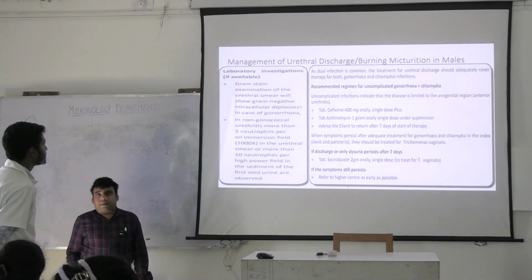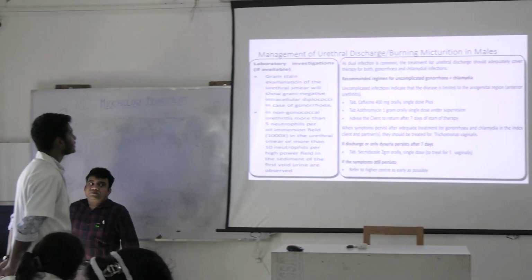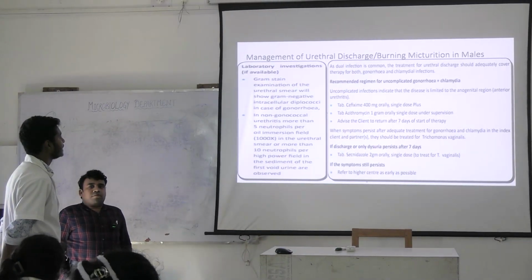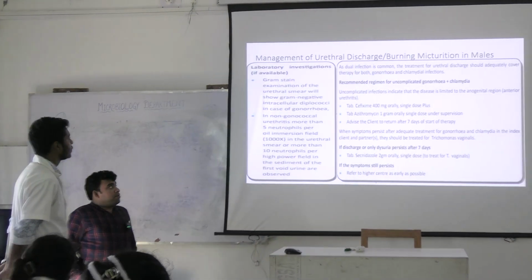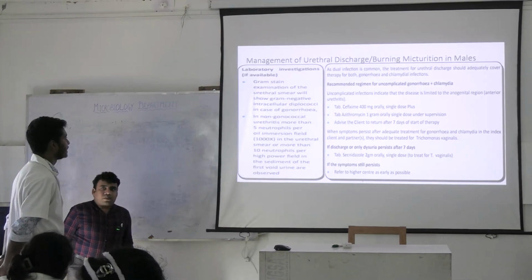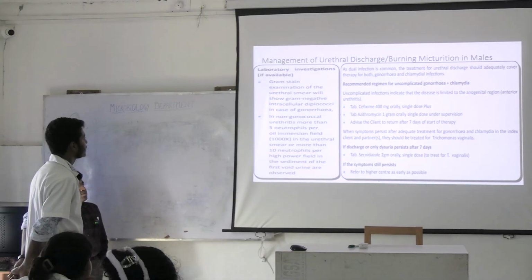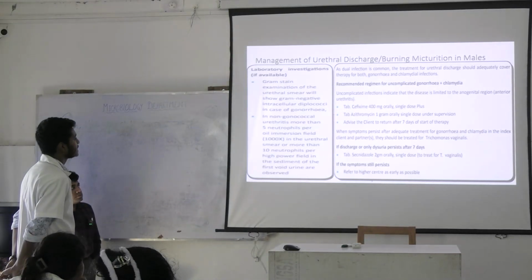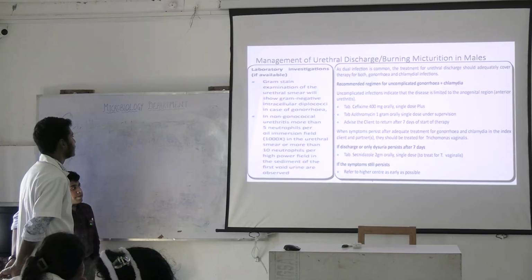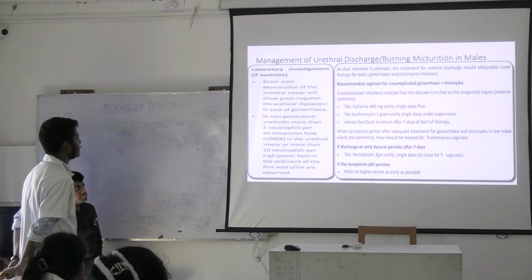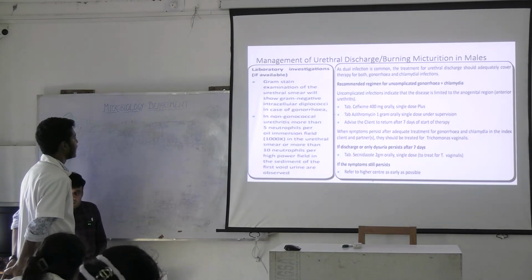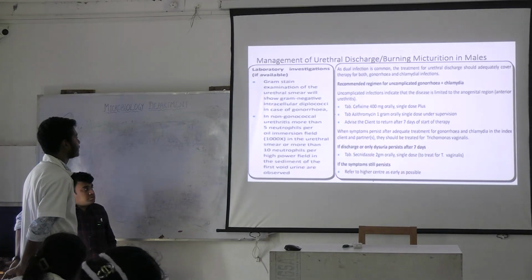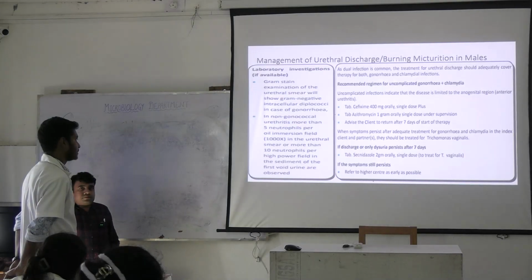Next, as dual infection is common, the treatment for urethral discharge should adequately cover therapy for both gonorrhea and chlamydial infection. Recommended regimen for uncomplicated gonorrhea plus chlamydia. Uncomplicated infections indicate that the disease is limited to the anogenital region, anterior urethritis. Tablet cefixime 400 mg orally, single dose, plus tablet days of start of therapy.